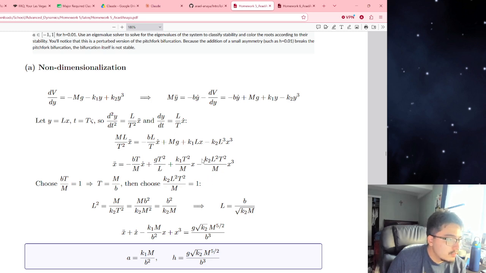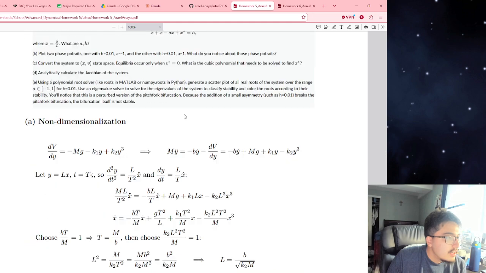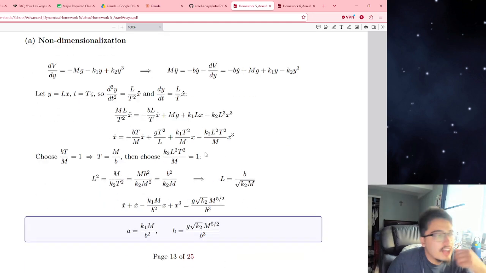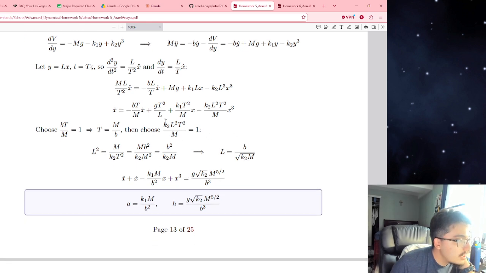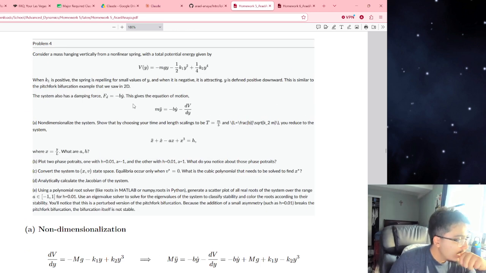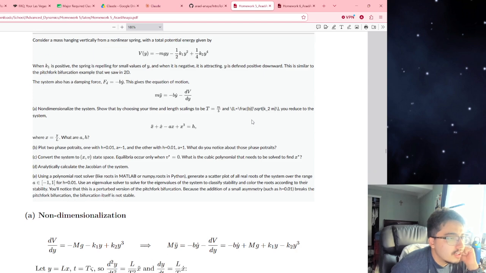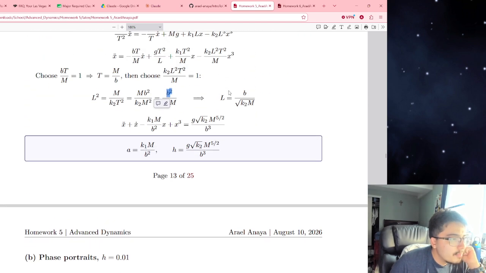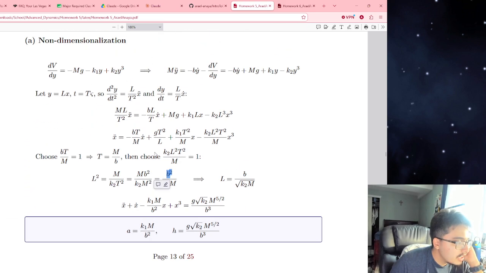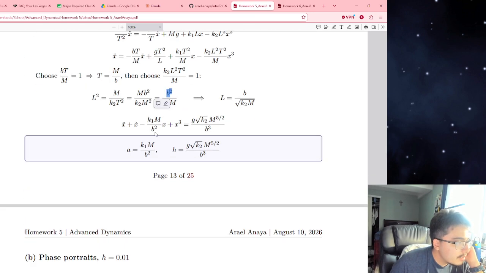From there we can do the same thing for this x cubed term. We know that this k squared L squared T squared over m has to equal 1. We solve this out for L squared in terms of m, T, and k. Then we plug in our definition of T as m over b, and we end up with this parameter. We square root it, and we get that L is equal to b over the square root of k m, which I think was actually given to us in the problem. But from there, we're able to reduce our system into the form that they talked about.